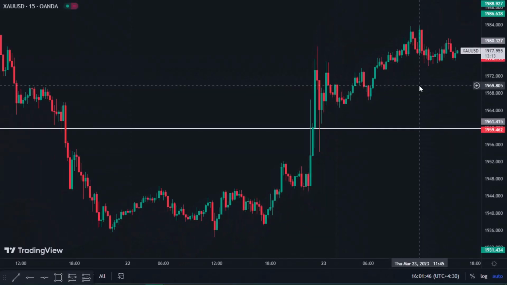Hey traders, welcome back. In this video I'm going to analyze the gold chart on 23rd of March 2023. Then I'm going to show you some positions that you can make on it and see what's going to happen next. Then I'm going to show you the yesterday's positions I made and see what happened there.